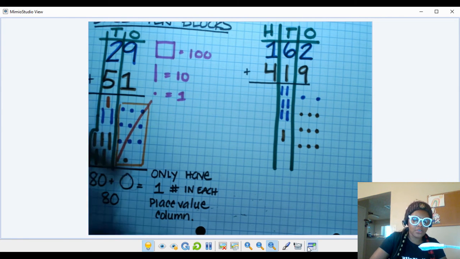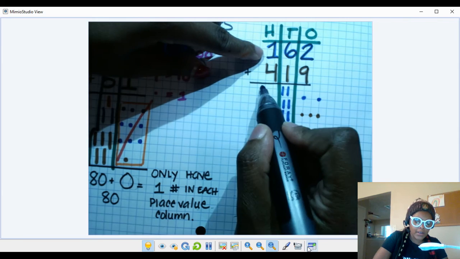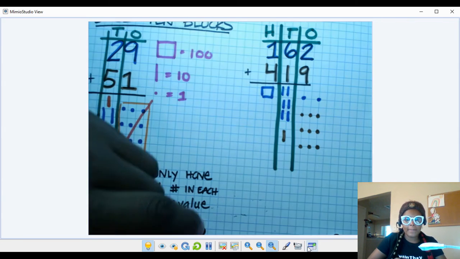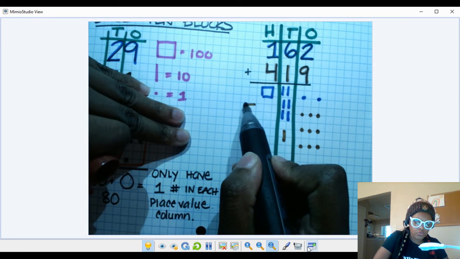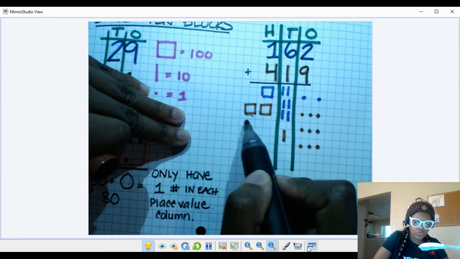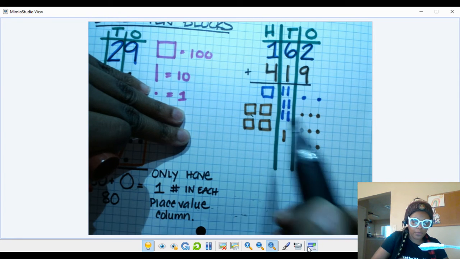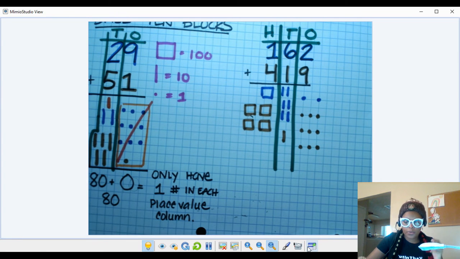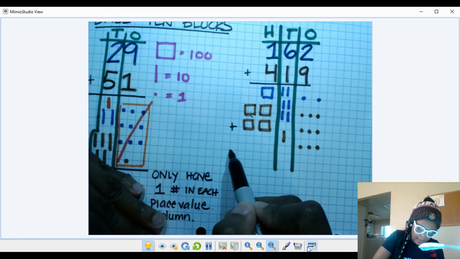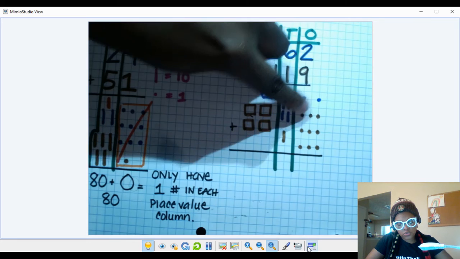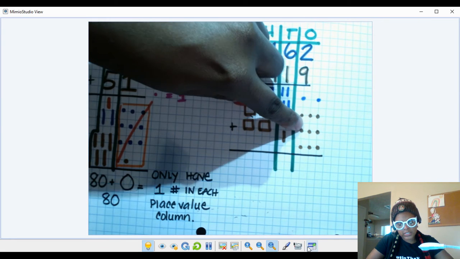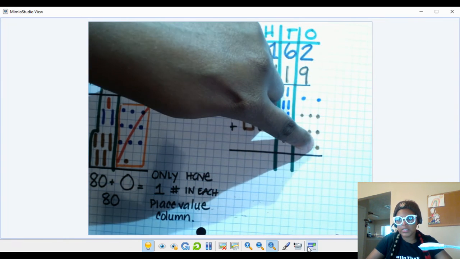Same process. How many hundreds do I have? I have 1. How many hundreds do I have for 419? I have 4. So I'm going to draw 4. 1, 2, 3, 4. Now we add. Let's add our ones column. 1, 2, 3, 4, 5, 6, 7, 8, 9, 10, 11.